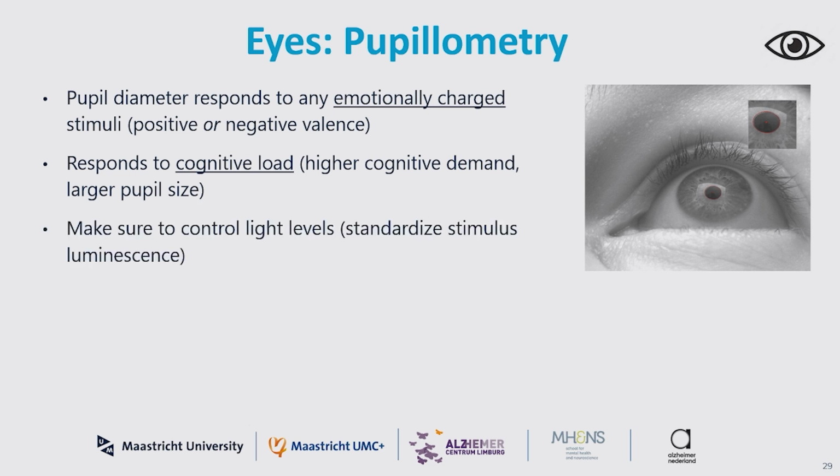Because you're looking at your pupils, you have to control the light levels, both in the room and from your stimuli, to make sure that your pupil response isn't just due to the luminance of the stimuli.